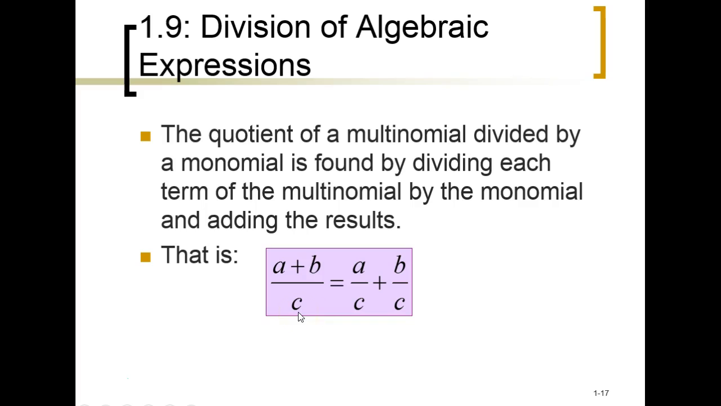So when you are working with algebraic expressions and you have a multinomial divided by a monomial, it is best to write each term separately over that monomial or denominator, and then do the division itself. So for each term separately. Let's have a look at an example.